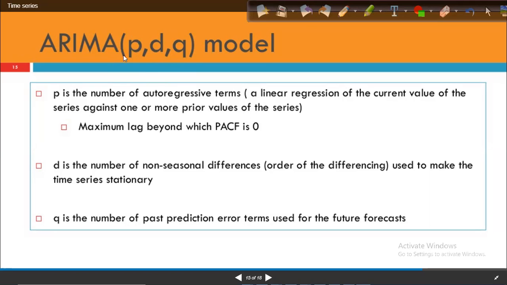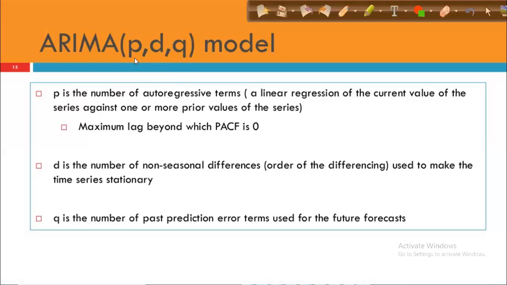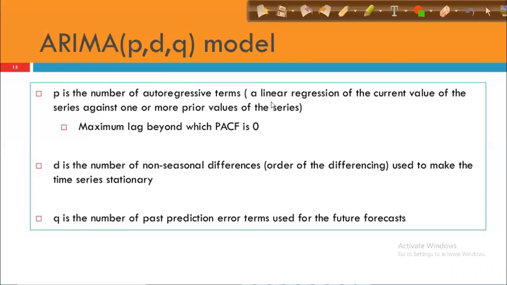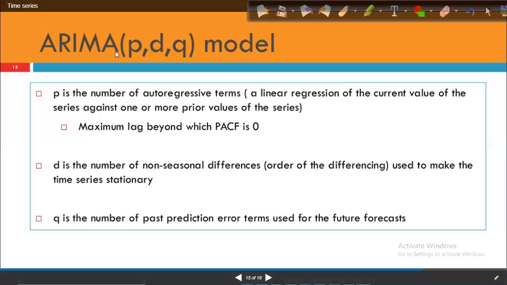Now the question is, what value can I specify for P and Q? P is the number of autoregressive terms, that is, how many lags should I use. Yesterday's price, day before yesterday's price, and the price prior to that, so I need to use 3 lags. It is a linear regression of the current value of the series against one or more prior values of the series. The last 3 days of Infosys stock price, I want to use, so let's say 3.